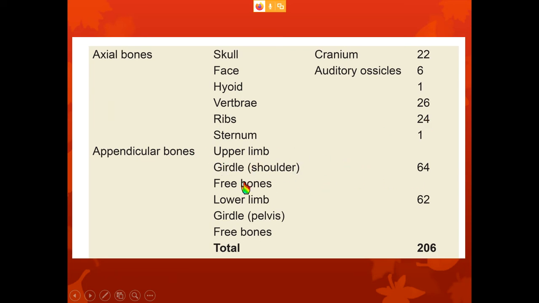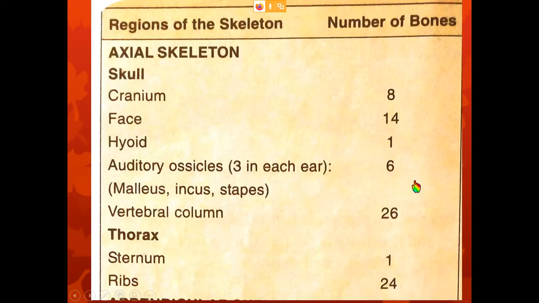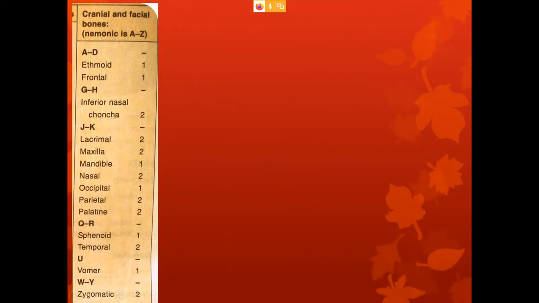The upper limb has 64 bones, and the lower limb has 62. Altogether, we can identify 206 bones. In the cranium itself, 8 bones are there, and in the face, 14 bones. This is the number of bones of the cranium, face, and neck. We can identify the hyoid bone and the ear ossicles. The vertebral column has 26. In the thorax, you can identify one sternum and 24 ribs.